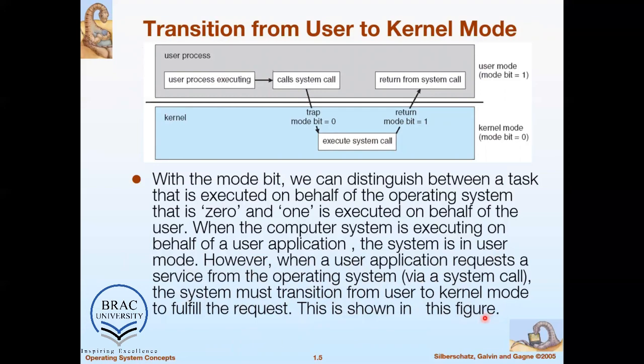This is shown in this figure. We can see here, above this line, this is the user process, and below the line, this is the kernel of the operating system. A user process is executing here, which maybe needs some resources of the system, and it makes a system call. Whenever it makes a system call, it changes its mode bit from 1 to 0. And when the mode bit is 0, in that mode, it executes the system call and returns to the user mode again, or resumes the user mode again by changing its mode bit to 1.